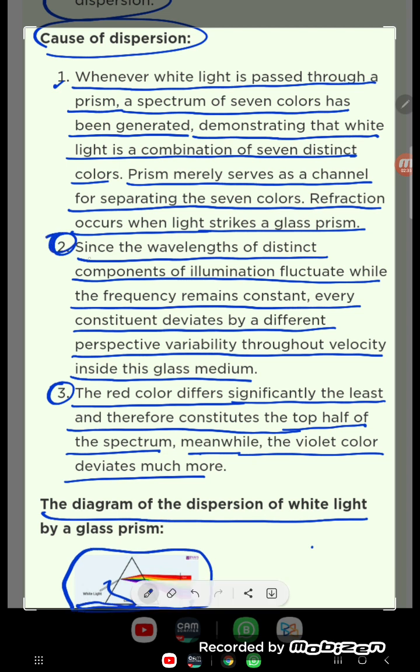Second point, you may be confused, student, since the wavelength of the distinct components of the illumination fluctuates while the frequency remains constant. Every constituent deviates by a different amount due to variability in velocity inside the glass prism. So this is what is the answer, student.